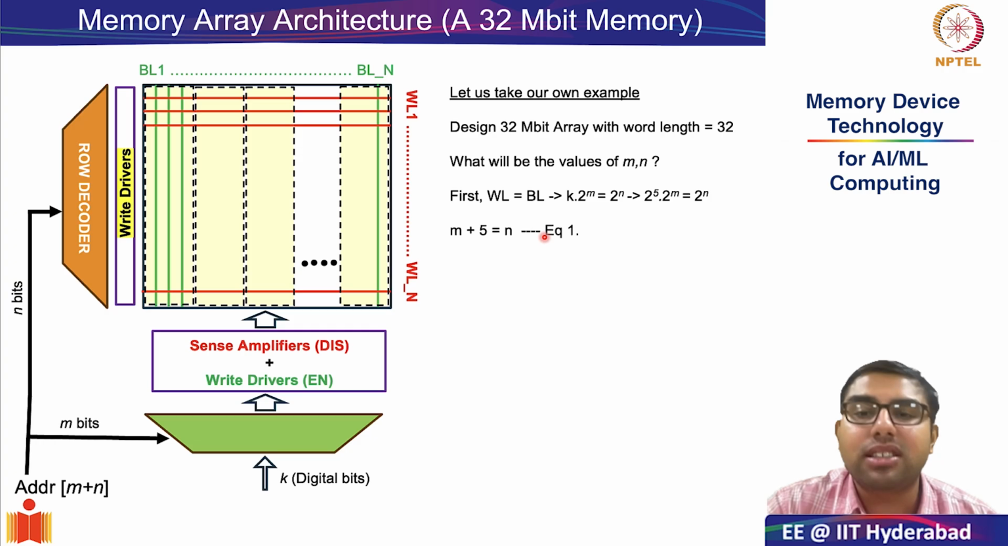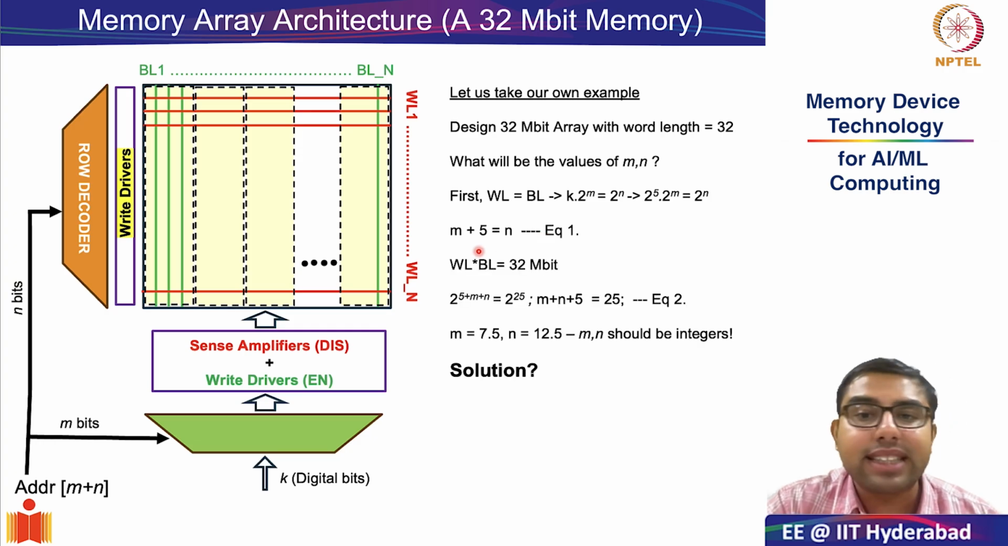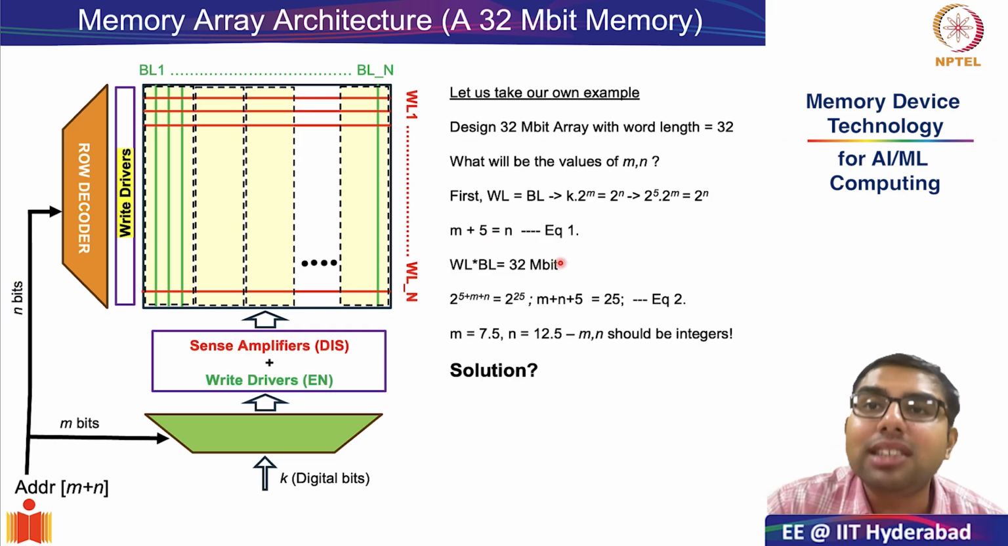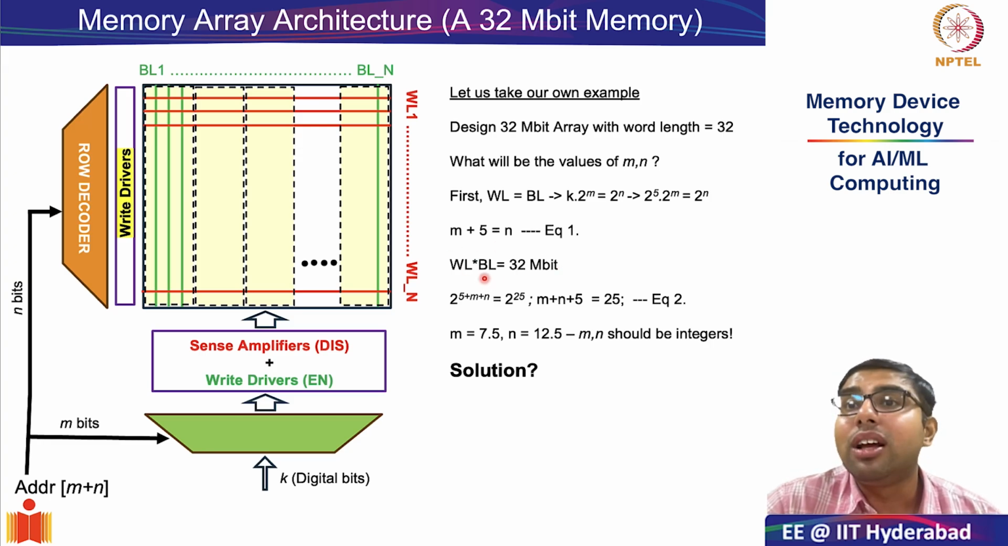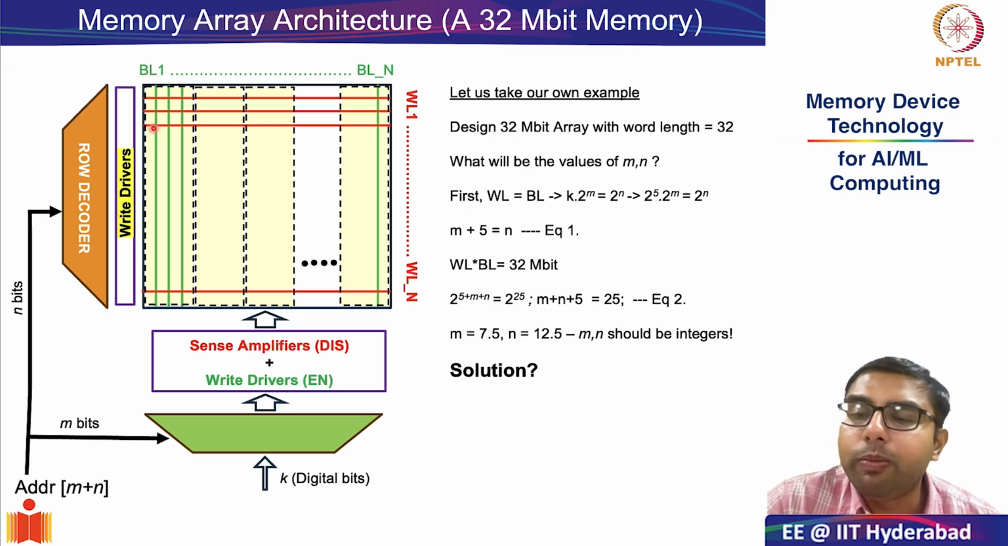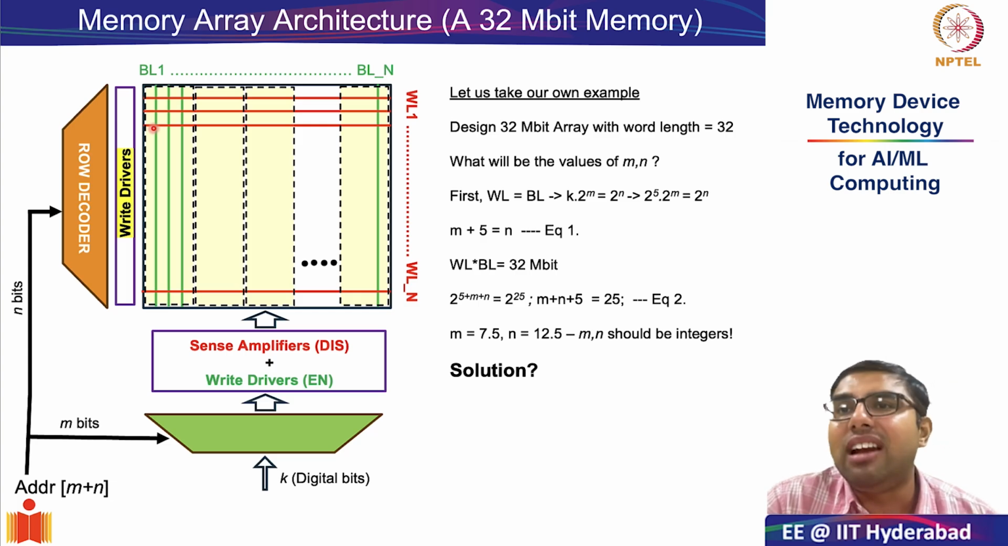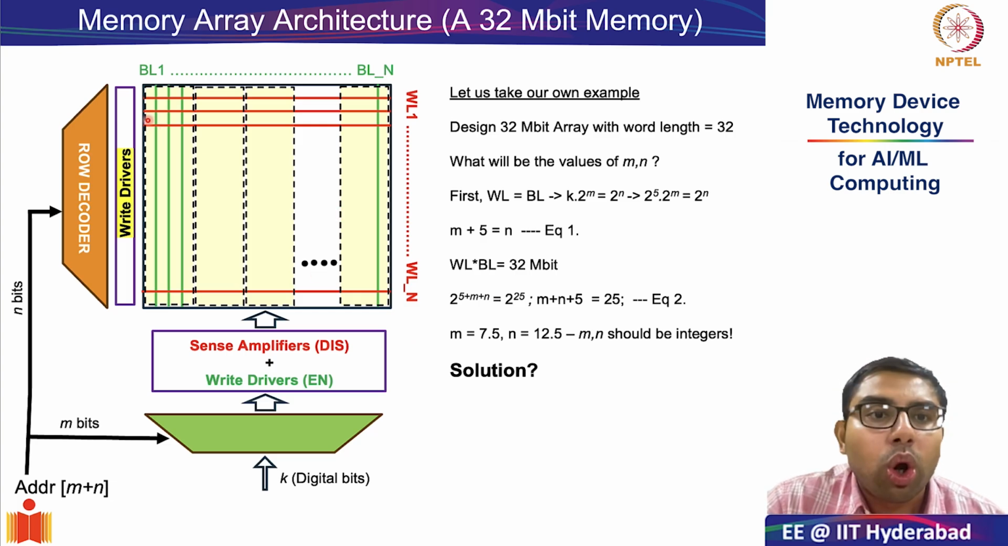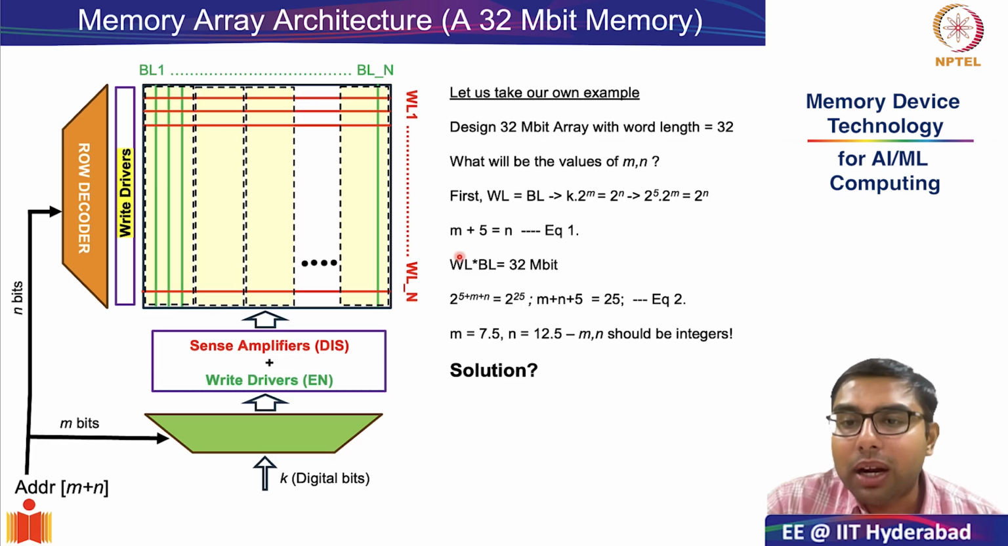What would be the second consideration? Please try to recall. The second consideration will be the size of the memory array. The size of the memory array was nothing but the number of word lines multiplied by the number of bit lines. This is because at the intersection of every word line and bit line is one memory cell. So the multiplication of word line and bit line will give you the size of the memory array, which in this case is 32 megabit.